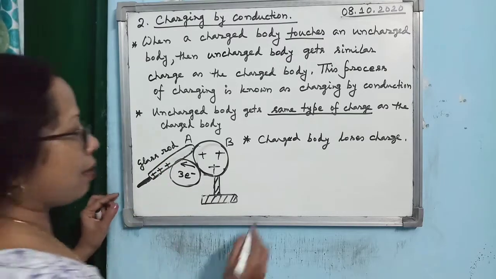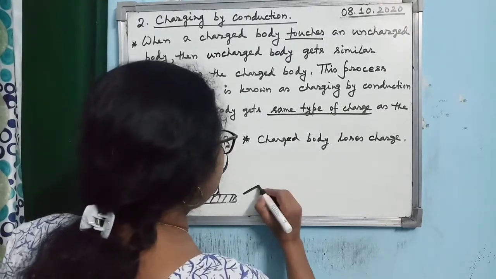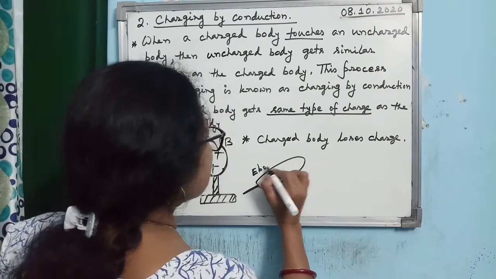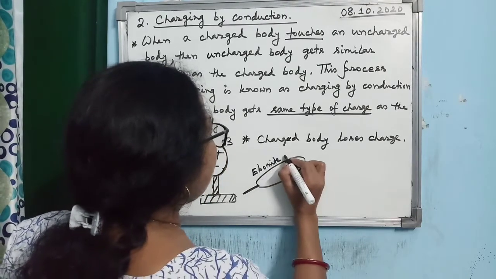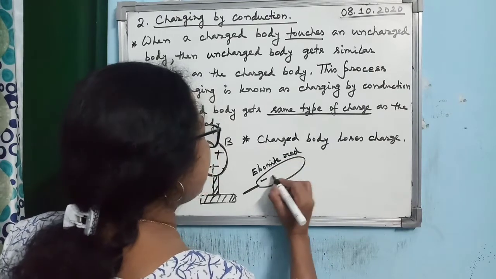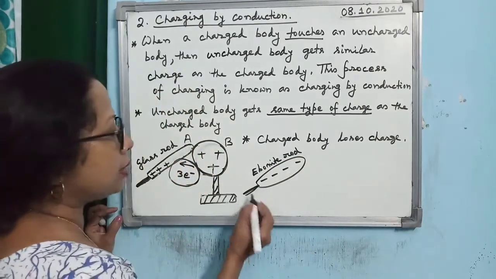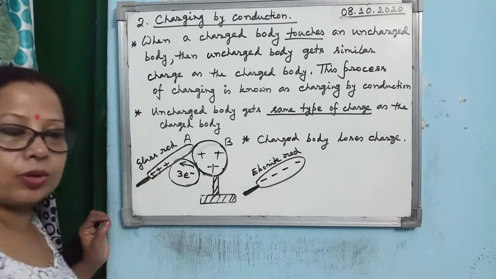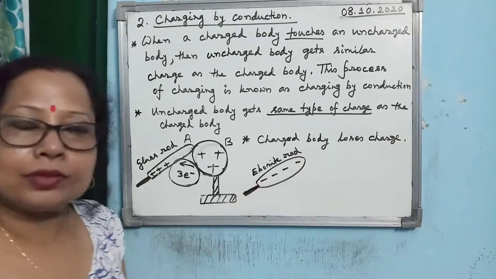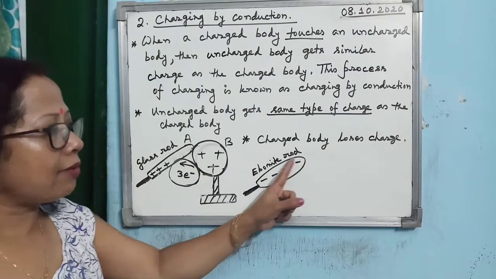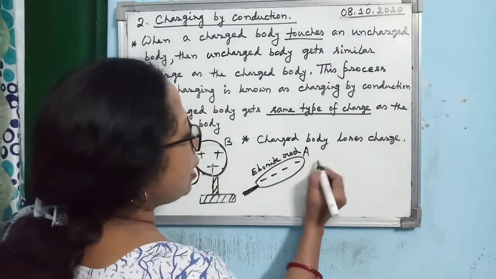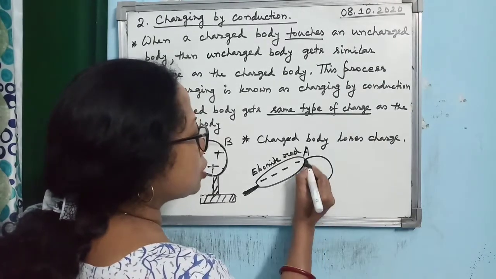Now another example. Suppose you have taken an ebonite rod rubbed by silk, rubbed by wool. When an ebonite rod is rubbed by wool, what kind of charge will it have? This is the insulating handle, the black portion. So it will have negative charge. Negative charge means it is having 4 extra electrons. This is A now. You want to charge the body B. So what you have to do?